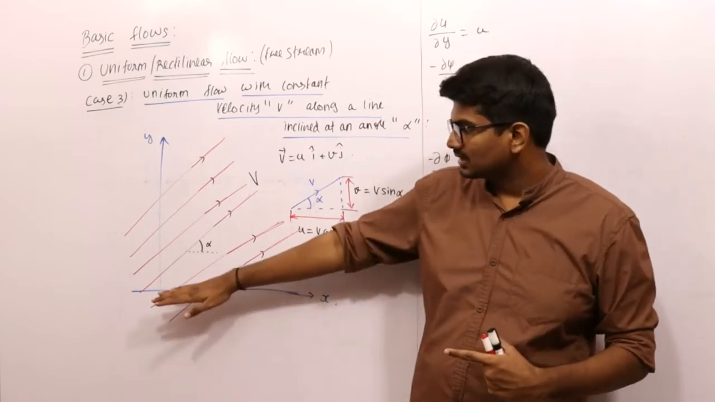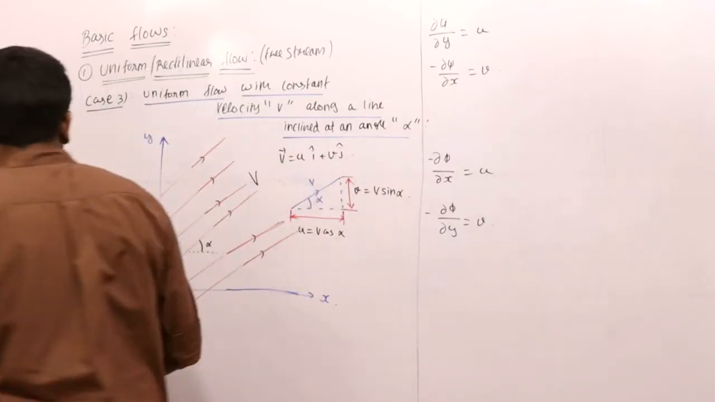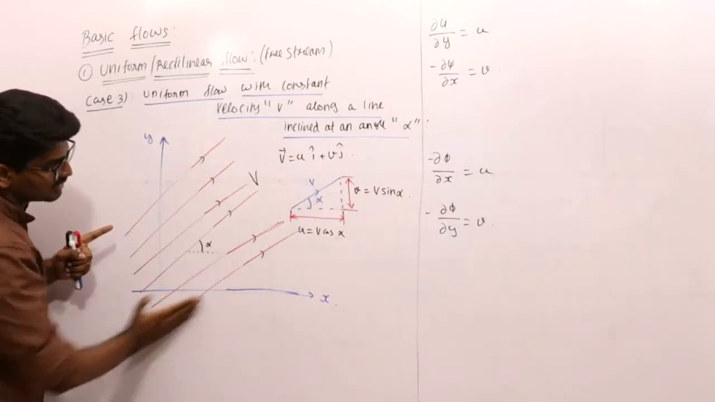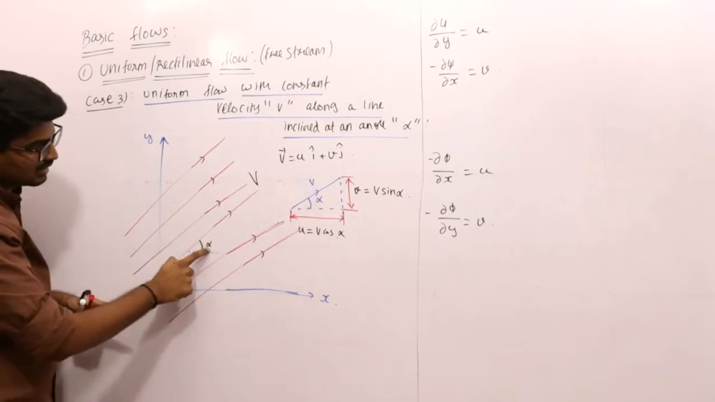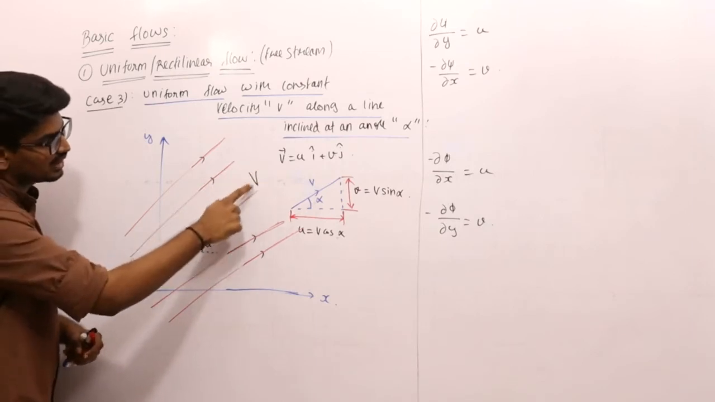So from the x-axis, it's inclined at an angle alpha. Okay, and the velocity remains constant. You could see that this is our flow direction, this is our velocity direction. Okay, and it is inclined at alpha from horizontal.